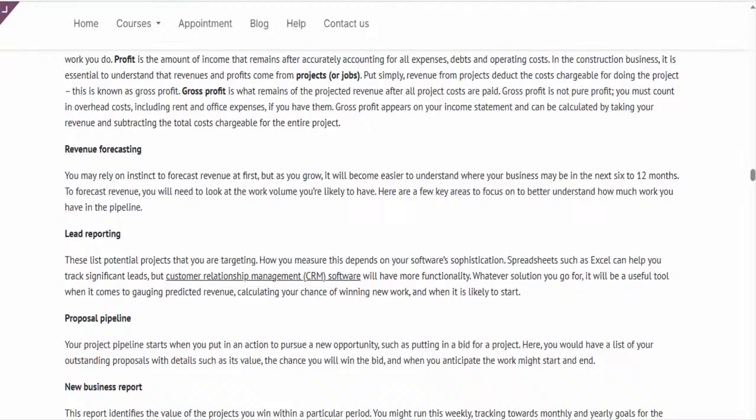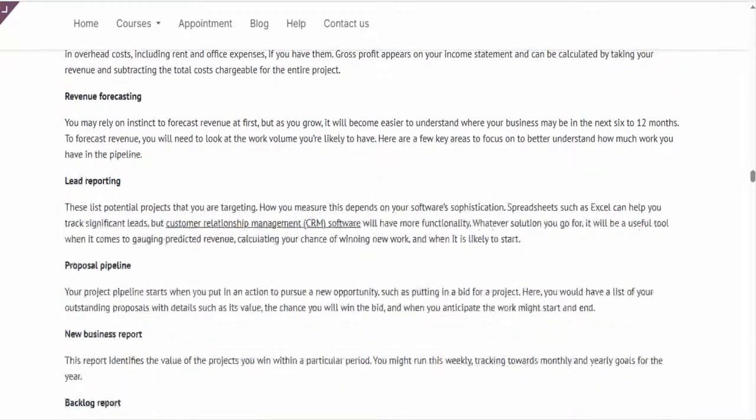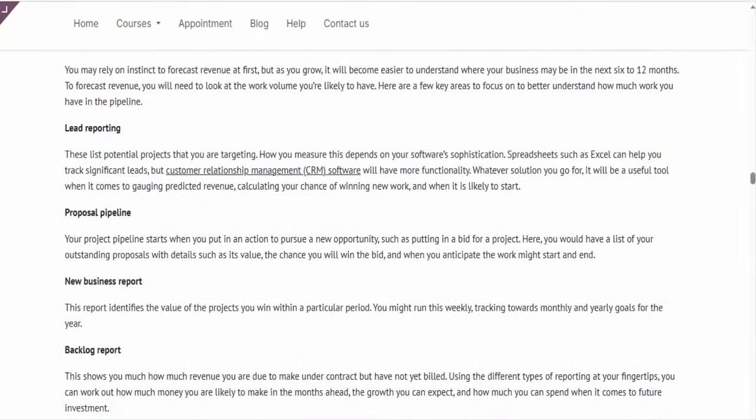Spreadsheets such as Excel can help you track significant leads, but customer relationship management, CRM, software will have more functionality. Whatever solution you go for, it will be a useful tool when it comes to gauging predicted revenue, calculating your chance of winning new work, and when it is likely to start.